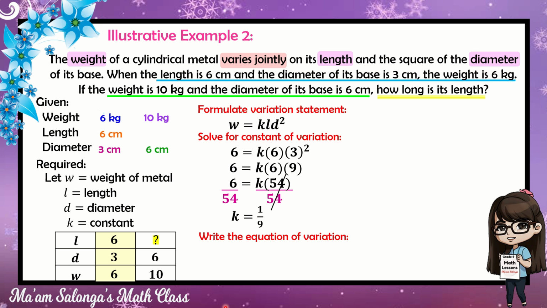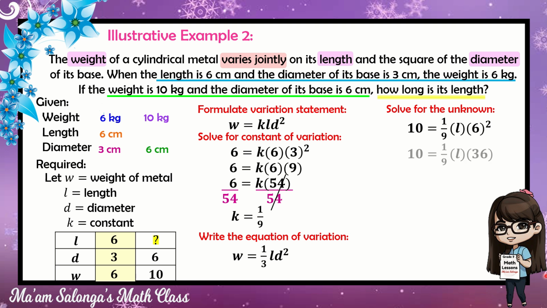Then, write the equation of variation. We will just replace the obtained value of K from the variation statement. So we have W equals 1/9 LD squared. Now, let's solve for the unknown. The unknown is the length. Okay? All you have to do is to substitute. Saka na kayo mag-simplify algebraically. So we have 10 equals to 1 over 9 times L times 6 squared.